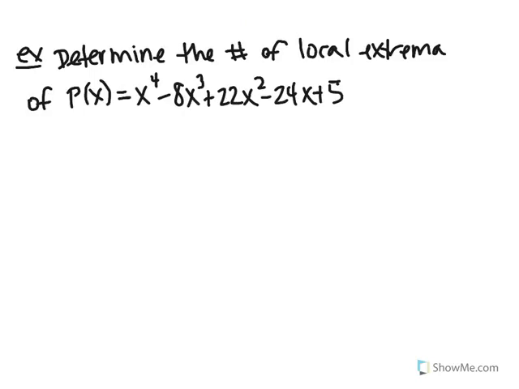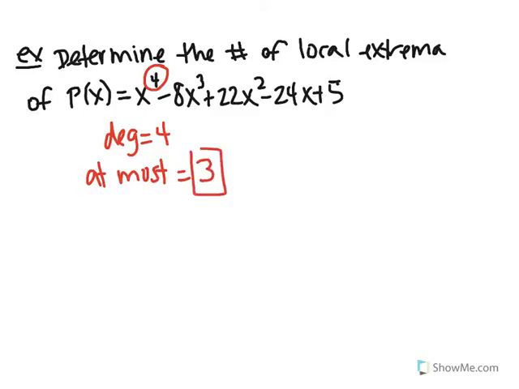So in this example, you're supposed to determine the number of local extrema of this polynomial. So the big thing is you need to know what the degree is. It's the highest exponent, so the degree is 4. So you know there's at most 1 less than the degree. So there's at most 3 local extrema.